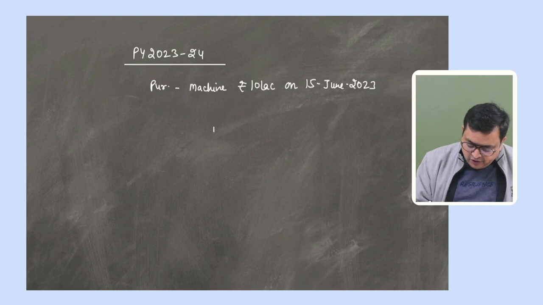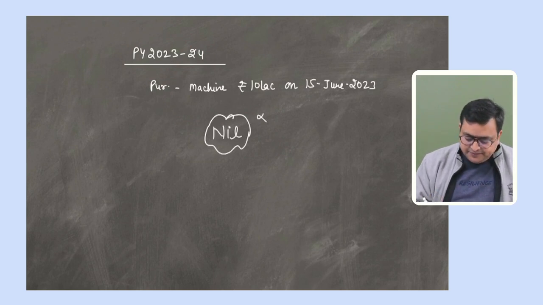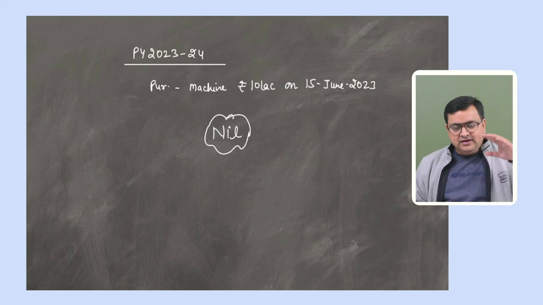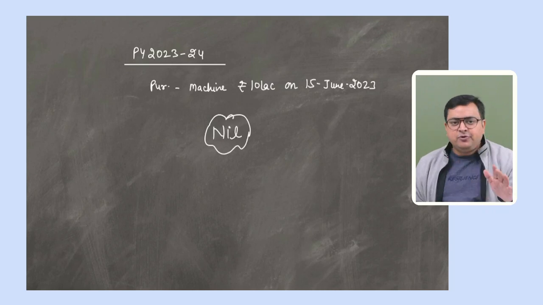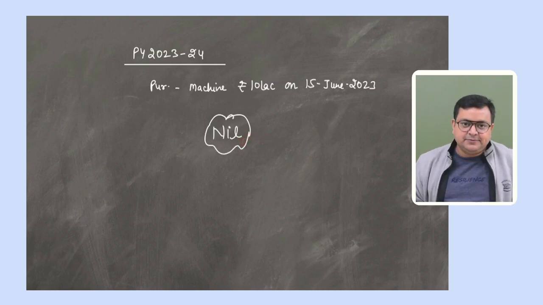We will not charge depreciation. The depreciation will be nil. We will not charge depreciation, right? So I was saying that either we will charge full, we will charge half, or we will not charge. So this is the case when the asset is never put to use, we will not charge depreciation.